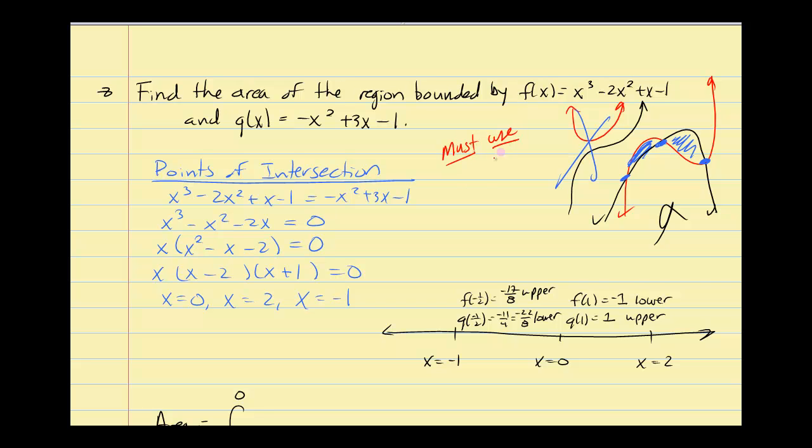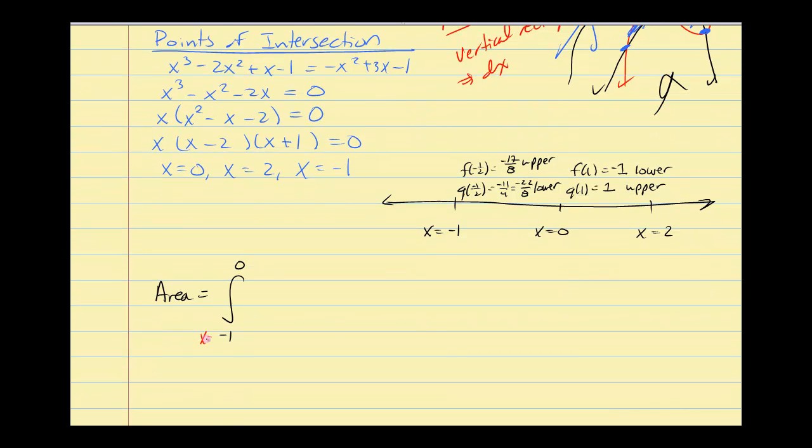And if I'm using vertical rectangles, that means that I'm using dx's, and so I need x values. So these are x values, x equals negative 1 to x equals 0. Now from negative 1 to 0, this is the interval I'm looking at. So when I set up my integral, I need to take my upper minus my lower.